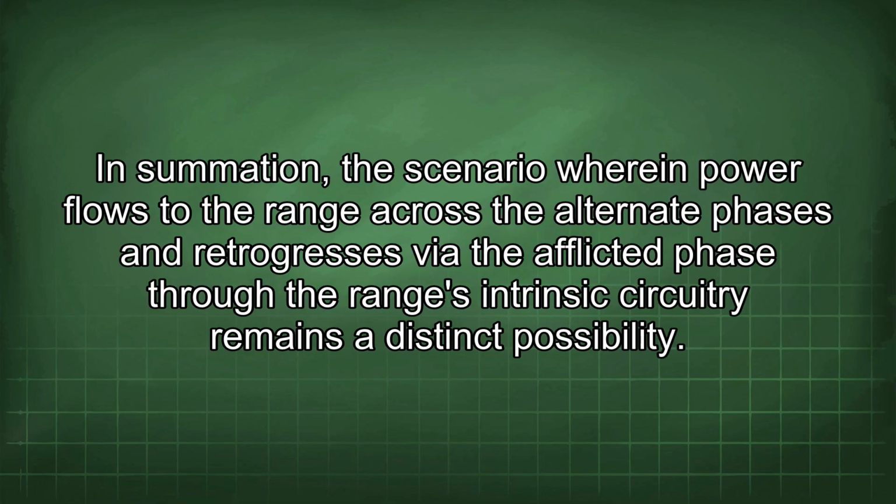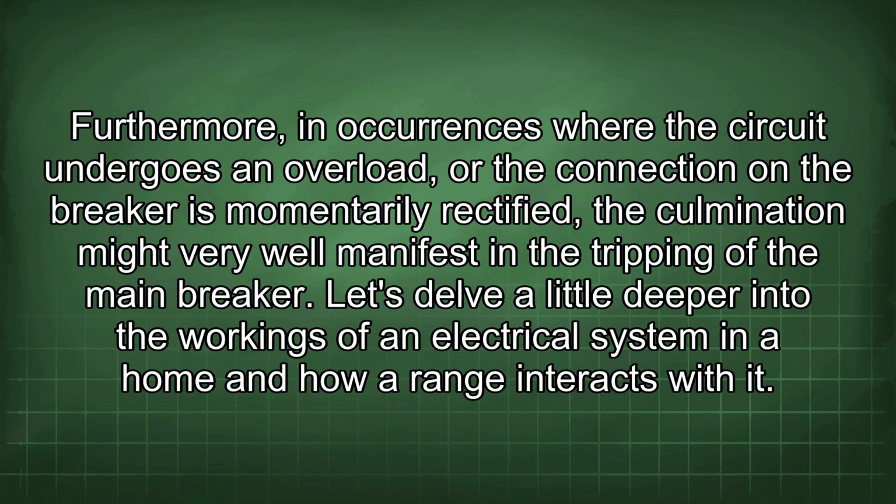In summation, the scenario wherein power flows to the range across the alternate phases and retrogresses via the afflicted phase through the range's intrinsic circuitry remains a distinct possibility. Furthermore, in occurrences where the circuit undergoes an overload, or the connection in the breaker is momentarily rectified, the culmination might very well manifest in the tripping of the main breaker.